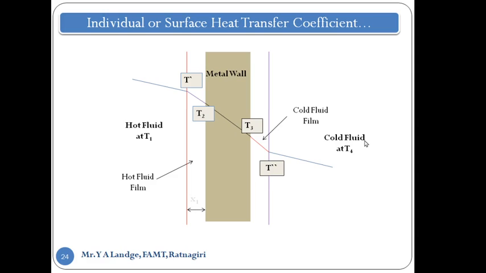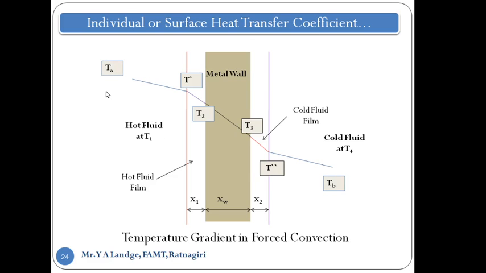Consider X1 is the thickness of the cold film, X2 is the thickness of the hot film, and the metal wall has the thickness XW. Now this is the structure. This is the bulk temperature of the fluid, the cold fluid, and this is for the hot fluid.